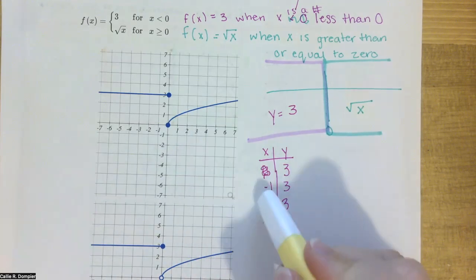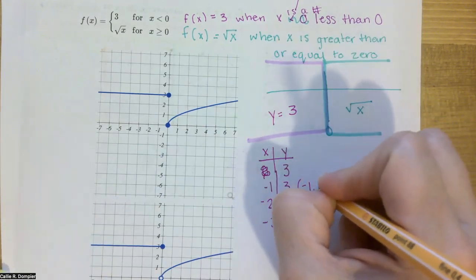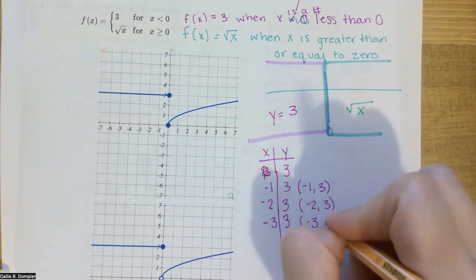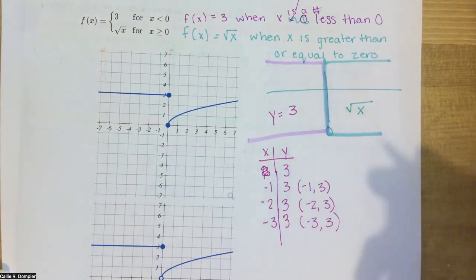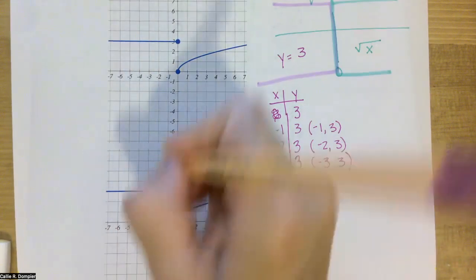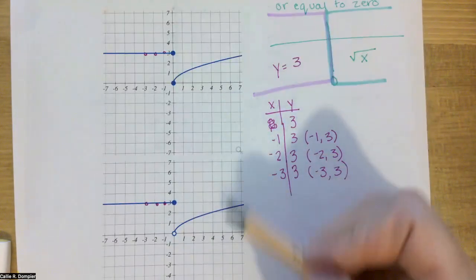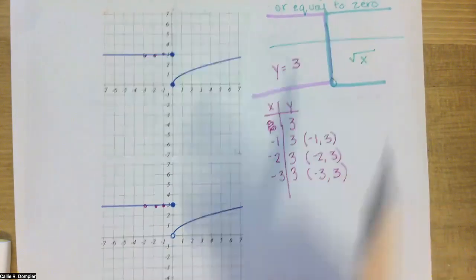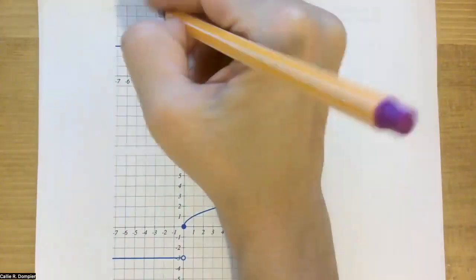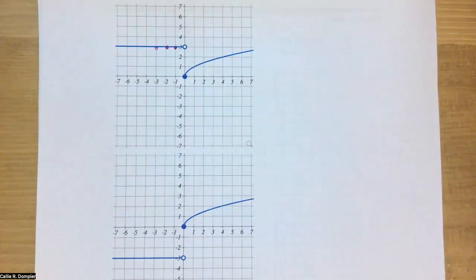So that'll go through the point -1, 3. It'll go through the point -2, 3. And it'll go through the point -3, 3. Here's -1, 3, -2, 3, -3, 3. So that graph does show those points, right? I'm going to turn it over and look at the other two examples. -1, -2, and -3. That one's okay.